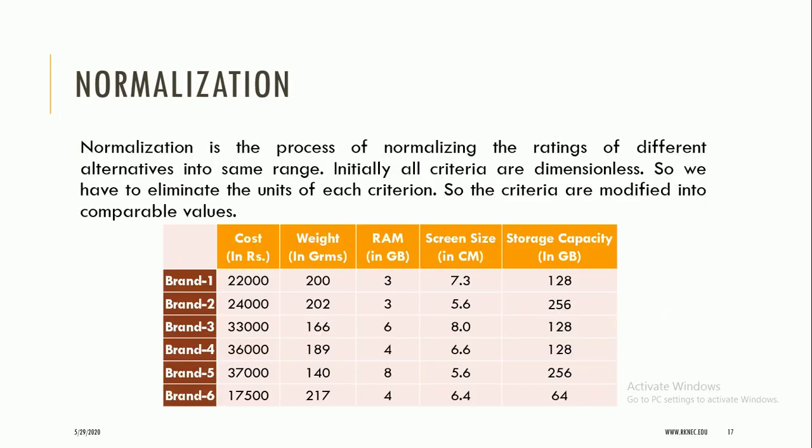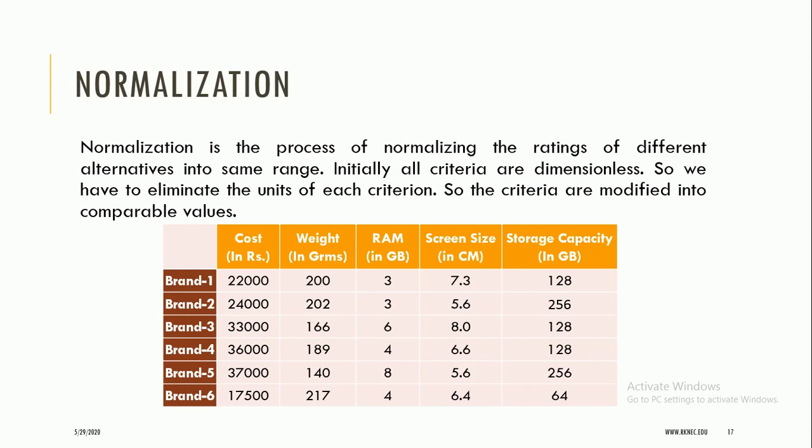Now consider that we are dealing with the same problem. Normalization is the process of normalizing the ratings of different alternatives into the same range. When we say range, it means that the values must lie between 0 and 1. Nothing should go beyond 1 and nothing should fall below 0. So that is the range which is fixed whenever we go for normalization.